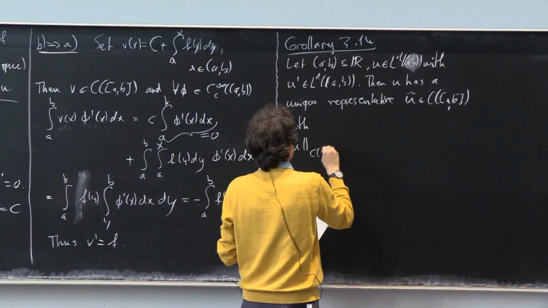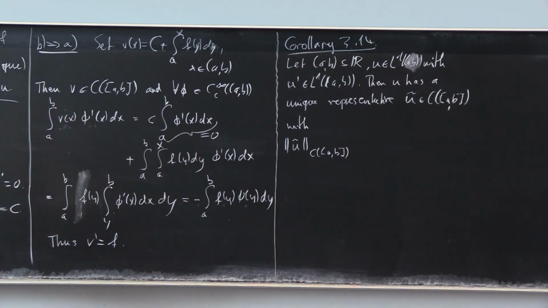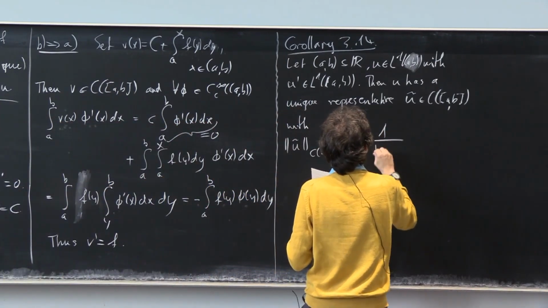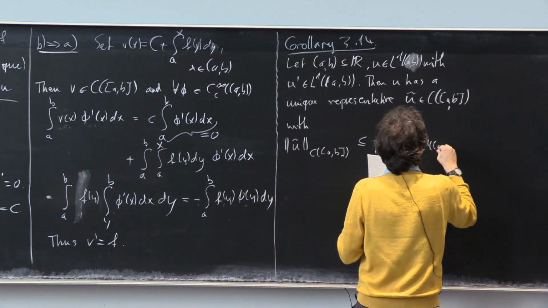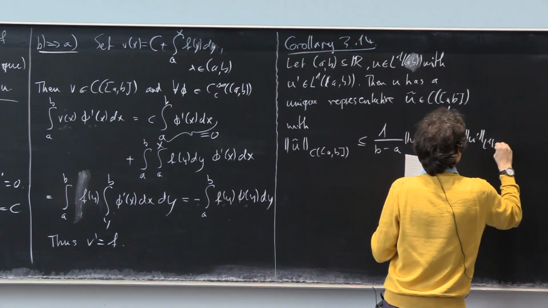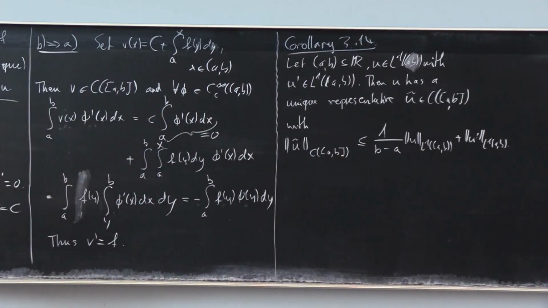So if you take the norm of this representative in the continuous functions, so the supremum norm of this U tilde, I claim this is less than 1 over the length of the interval times the L1 norm of U plus the L1 norm of U prime. So you even control the supremum of this continuous representative if you know the L1 norm of U and of U prime.